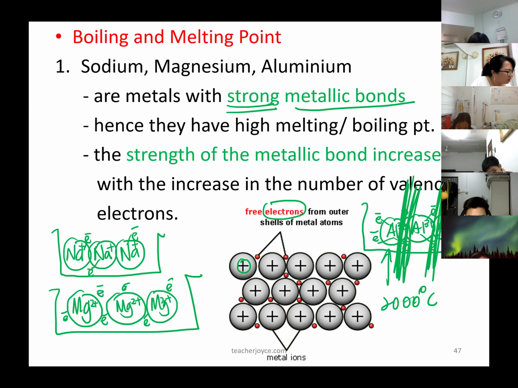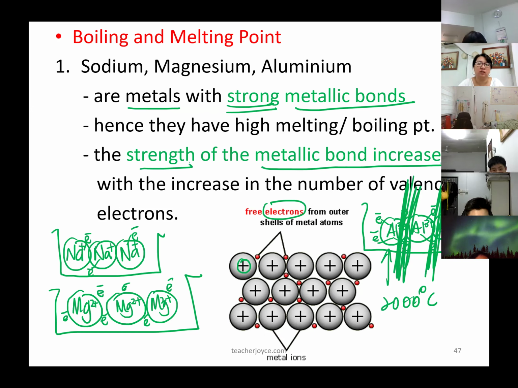You know how to do? Just find from here. Correct. Good job. So understand? So how do you explain that? You just have to say that the metals have strong metallic bonds. As we go across the period, the metallic bond increases in strength, stronger. So therefore, you need more heat, right? More heat means higher melting and boiling point. Get it? Understand?